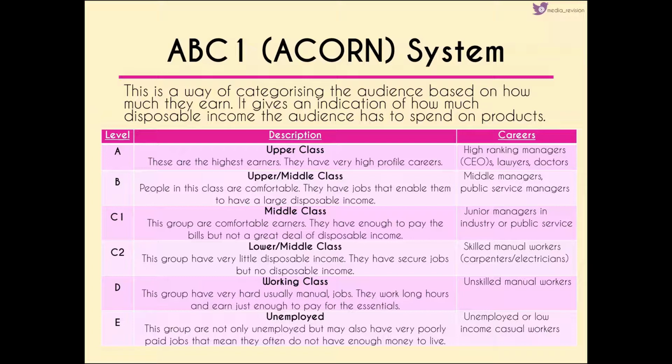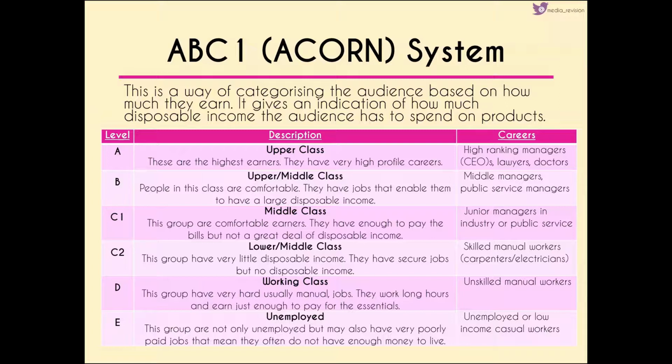C2 are our lower middle class, so very little disposable income. They've got very secure jobs, but no way of really affording luxuries. So these are our skilled manual workers, carpenters, electricians. Even if they own their own company, they are likely to be in the C2 grade.